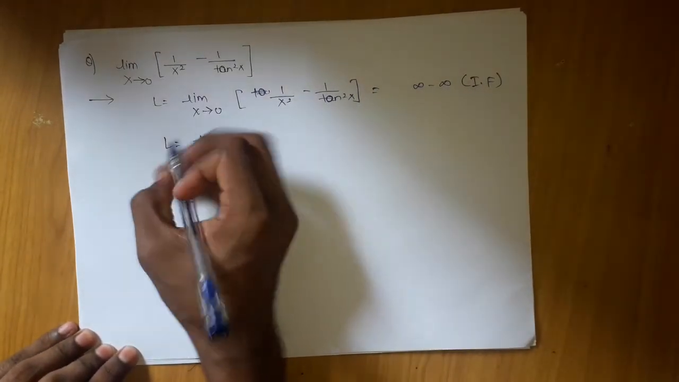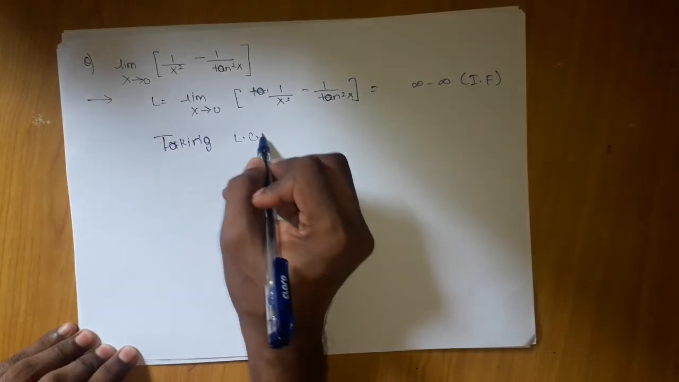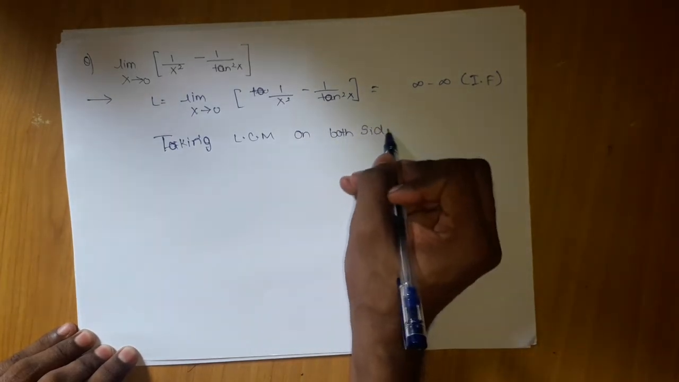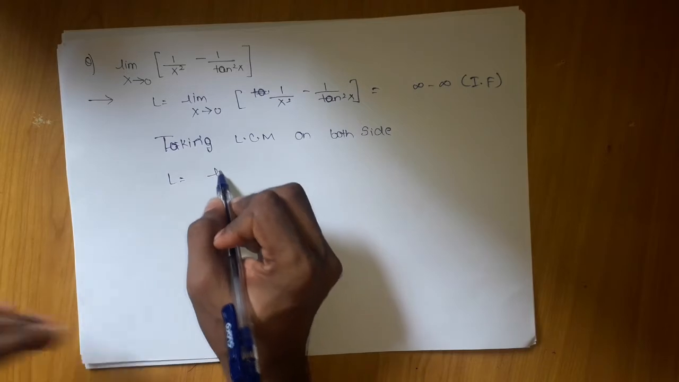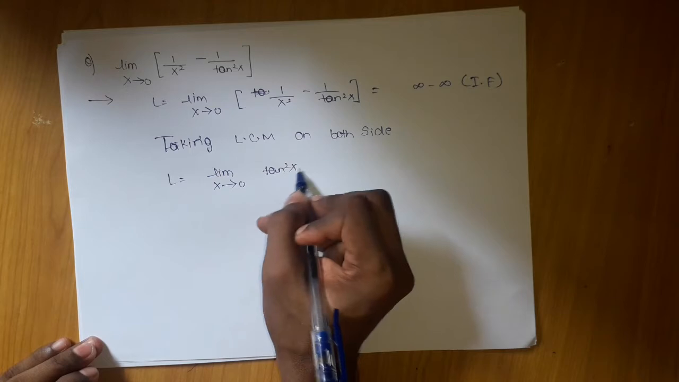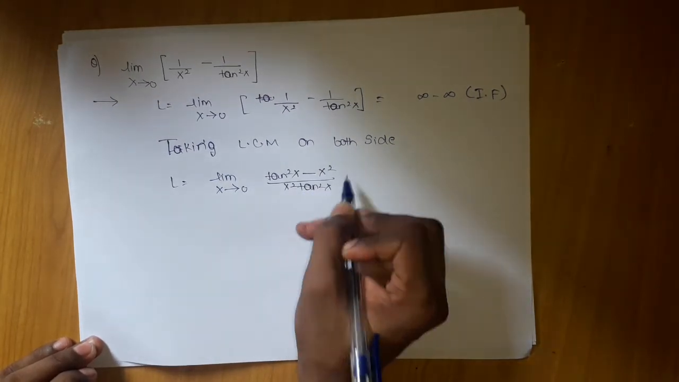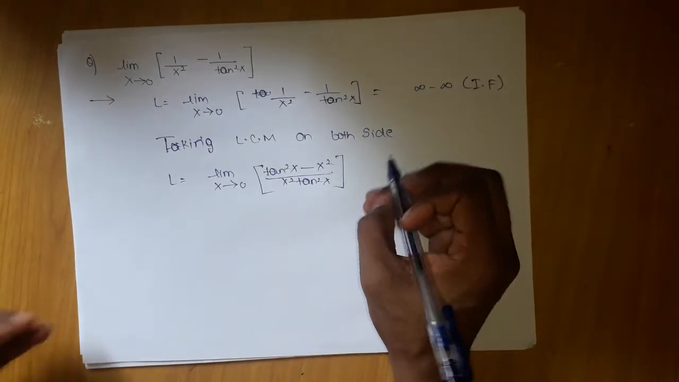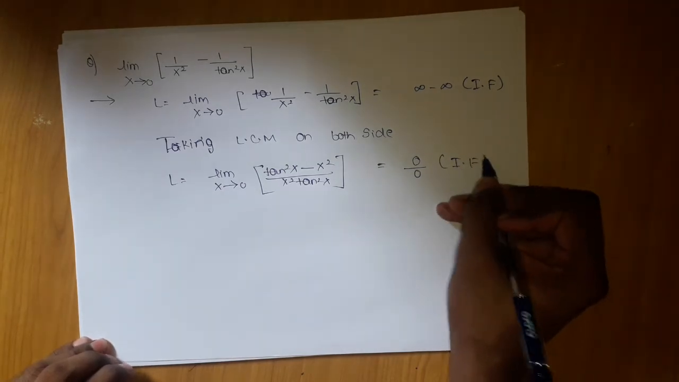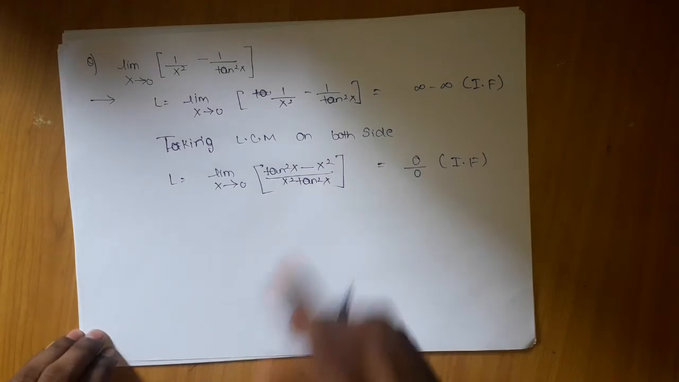In the next step, you will take the LCM, which will give you limit x tends to 0, tan square x minus x square upon x square tan square x. If you substitute the values, tan 0 is 0, so 0 minus 0, 0 by 0, is an indeterminate form. Since it is an indeterminate form, what can I do? Here my denominator is tan square.